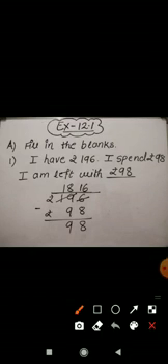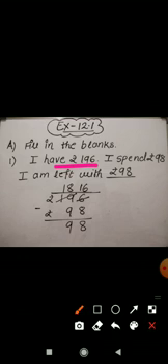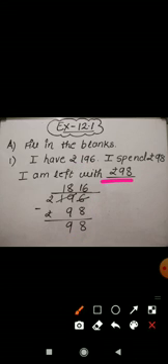Students, in this video I am going to explain question number A of exercise 12.1. It's a fill in the blank. See the first statement. I have rupees 196. I spend rupees 98. Then I am left with how much? Here we are asked to find out the money left. So to find out the money left, we need to subtract 98 rupees from the amount 196. Here you can see the subtraction and the answer we got is 98. So I am left with how much? 98 rupees.